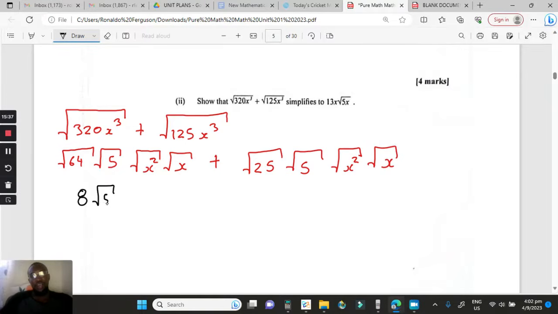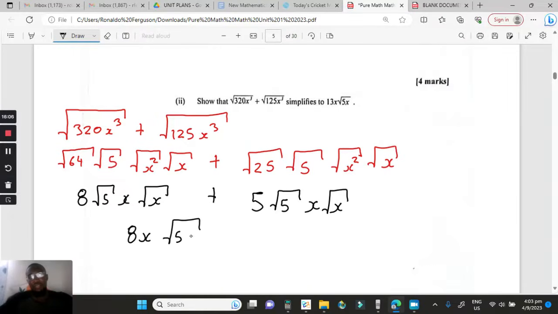I'll put back our root 5. But then when we square root x squared, we get x. And then we can't simplify square root x anyway. Then this part now, square root 25 is 5. We can't simplify root 5. Square root x squared is just x. Square root of x, we can't do anything to that. So we can put back the square roots together. So instead now, we're going to write 8x square root 5x plus 5x square root 5x. But 8x plus 5x is 13x square root 5x.